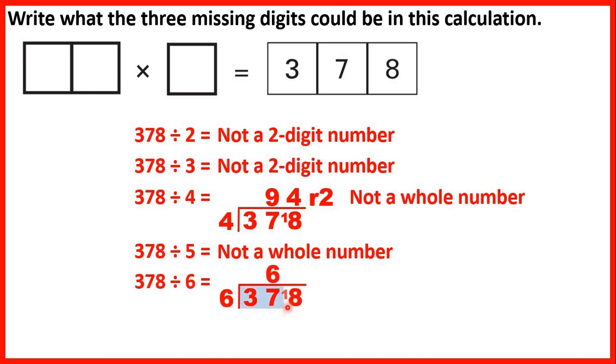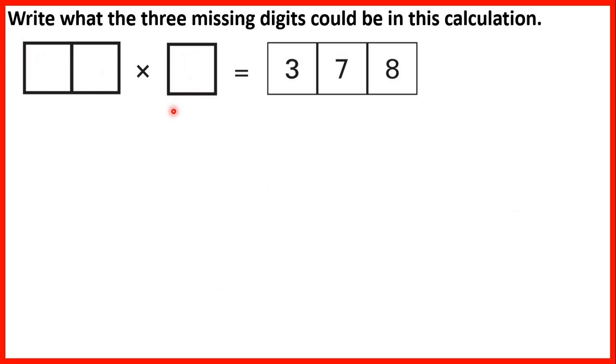Again, we can use short division, and we get 63. So because we know that 378 divided by 6 is 63, this calculation also tells us that 63 times 6 is 378. So our 2-digit number could be 63, and our single-digit number could be 6. But there are other possible solutions to this question.